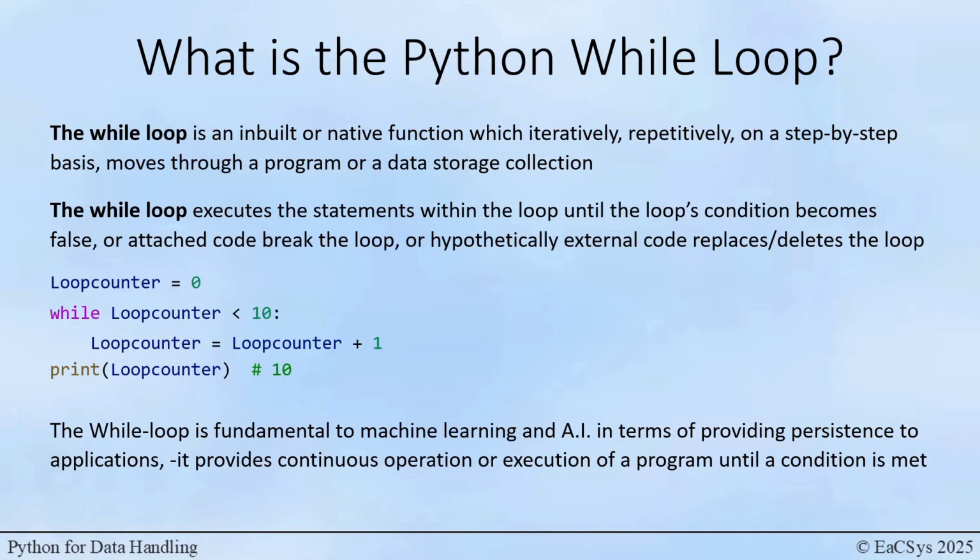So, the while loop, what is that? We can say that the while loop is an inbuilt or native function which iteratively, on a step-by-step basis, moves through a program or a data storage collection. The while loop is often considered a special case of the for loop, although the opposite may be truer in terms of generalization.